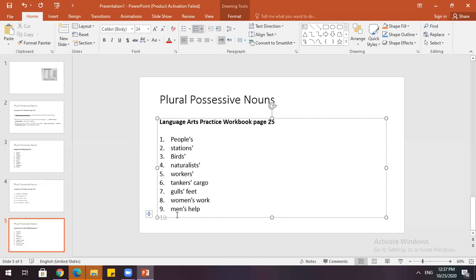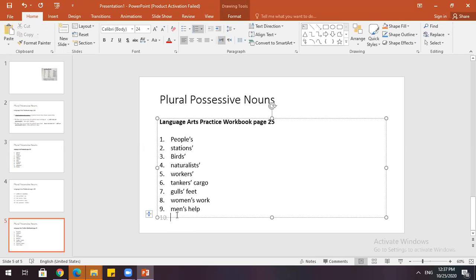Bands of volunteers, bands of volunteers, like bands, put apostrophe after S. Okay, so we have a group of words. We're going to change it to a plural possessive form. So here, for example, help of the men, we wrote men's help. How do we change this to plural possessive?